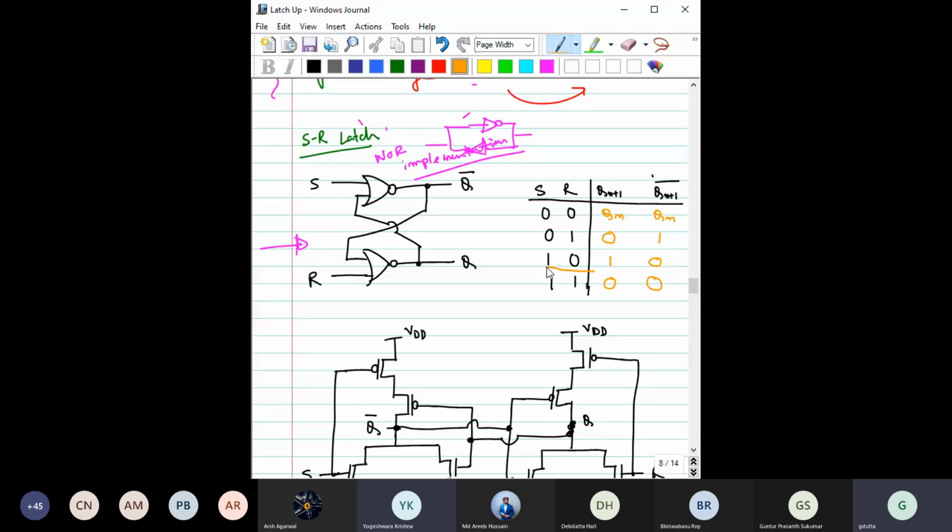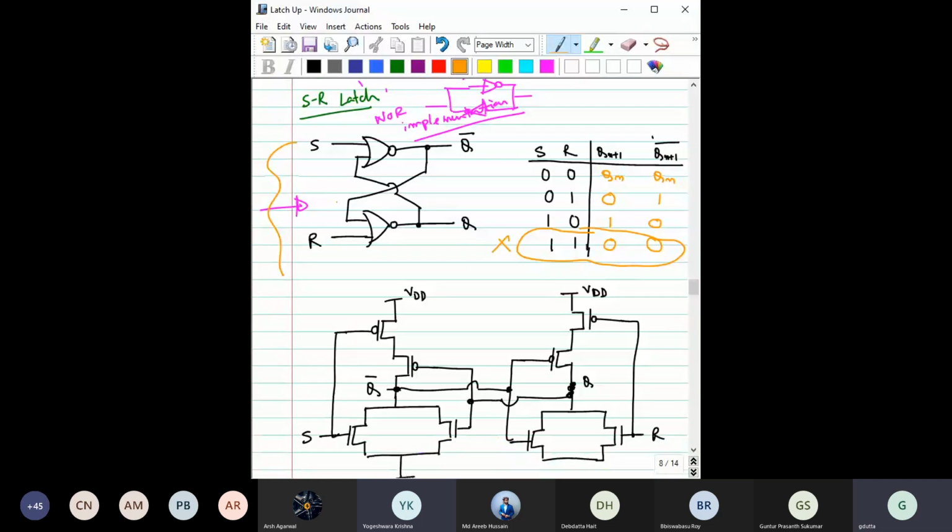So the same output cannot be there here. So is that not allowed, would inputs, right, for SR latch? So this part you already know.